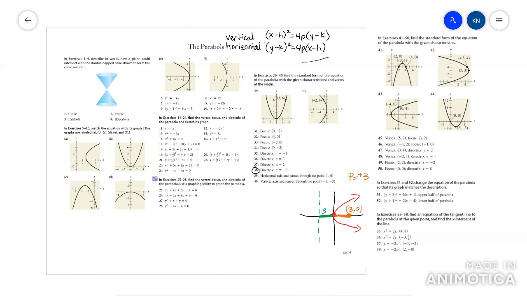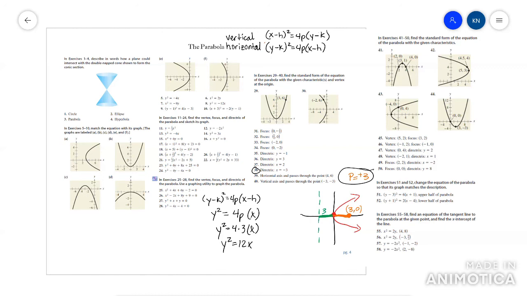Be careful, this time we're using the horizontal equation. So it'd look like this: (y - k) squared equals 4p(x - h). But like we said earlier, we know h and k are both 0, 0. So you can narrow this down to y squared equals 4px. Then you just plug in this p-value of 3 and you'd get y squared equals 4 times 3 times x, which is just y squared equals 12x. That would be my answer.